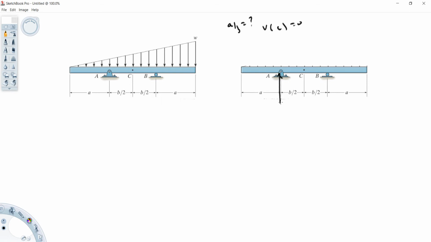We're going to have an AY. This could support an AX, but there's no other horizontal forces anywhere, so there's not going to be an AX. We're going to have a BY here.